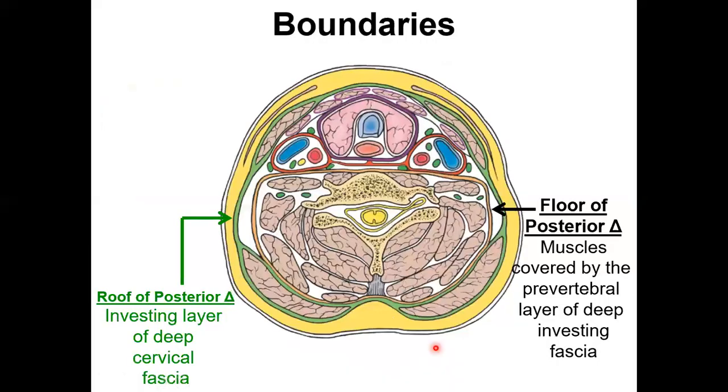And now, putting into perspective the triangles of the neck when relating to your fascia layers. The roof of the posterior triangle is the investing layer of the deep cervical fascia, versus the floor of the triangle, which is the muscles covered by the prevertebral layer of the deep cervical fascia. So once again, with these areas, we have to know our roof and we have to know our floor. Roof, investing layer of the deep cervical fascia; floor, prevertebral layer of the deep cervical fascia. Roof, floor, roof, floor.